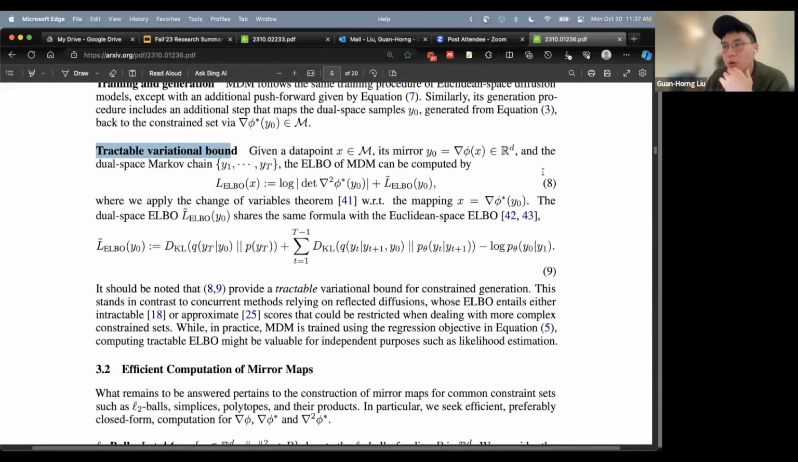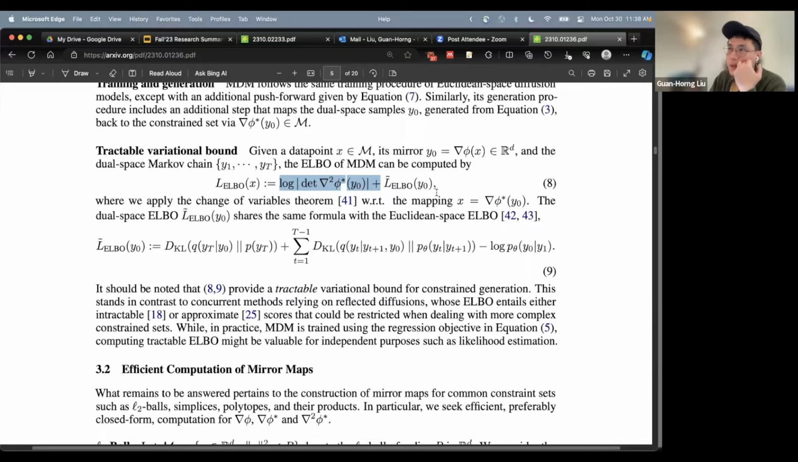Another advantage of mirror diffusion over reflected diffusion is that for mirror diffusion we can derive the tractable variational bound, because we know the variational bound for the diffusion in the dual space. The part that is missing is the transformation from the dual space to the primal space. In order to compute this additional term in equation A, we will need to compute the Hessian of the mirror map. So this is not required for training. If you don't care about computing the variational bound, then the computation of this Hessian is not important. But otherwise, we also provide analytic expressions for these.